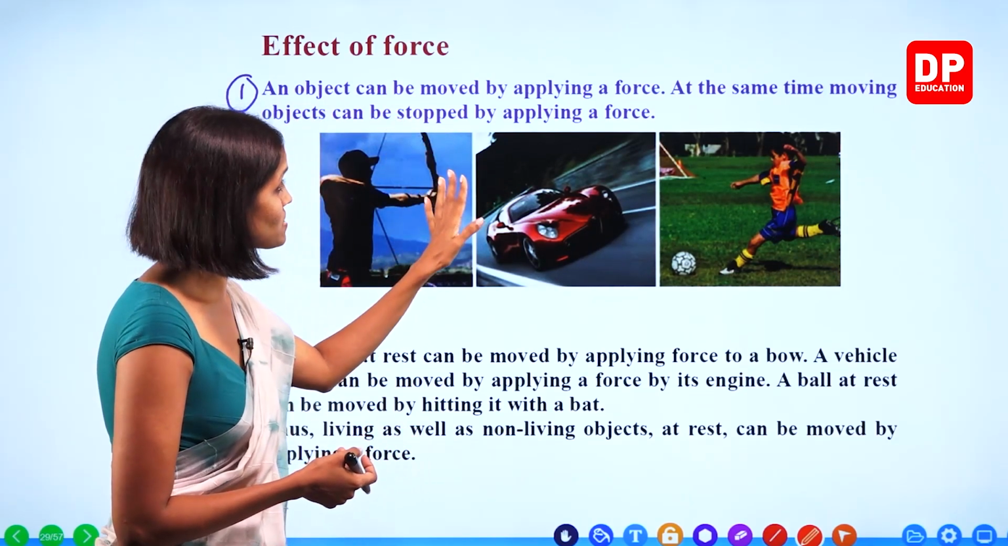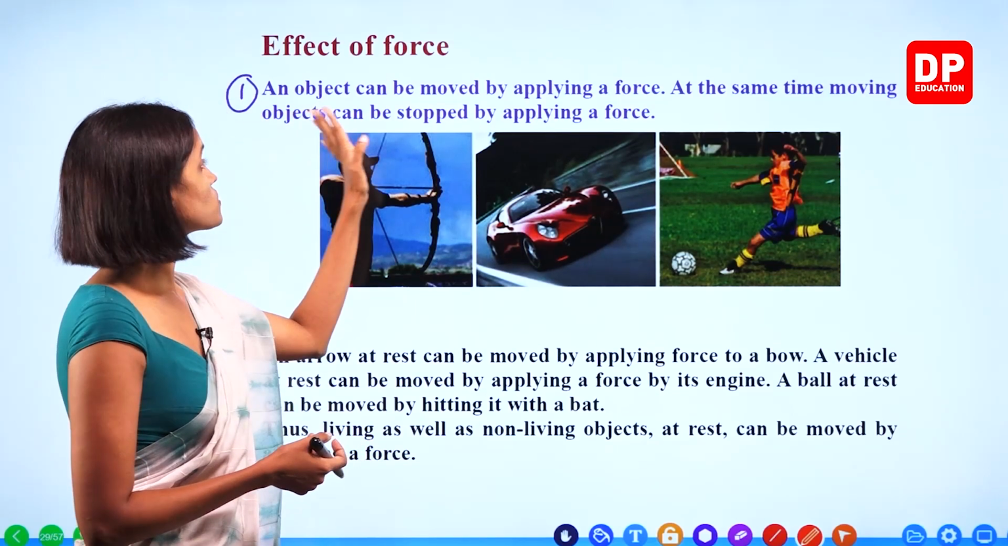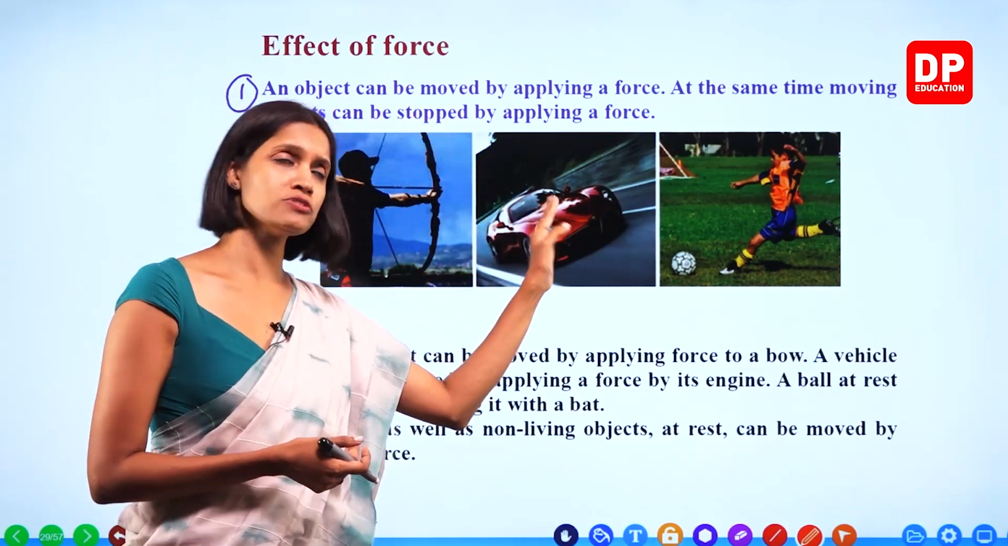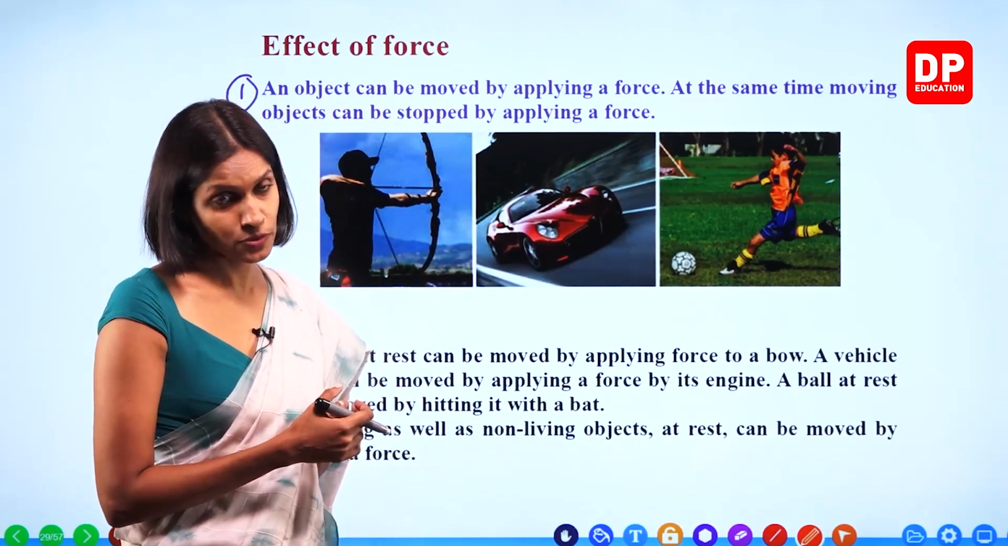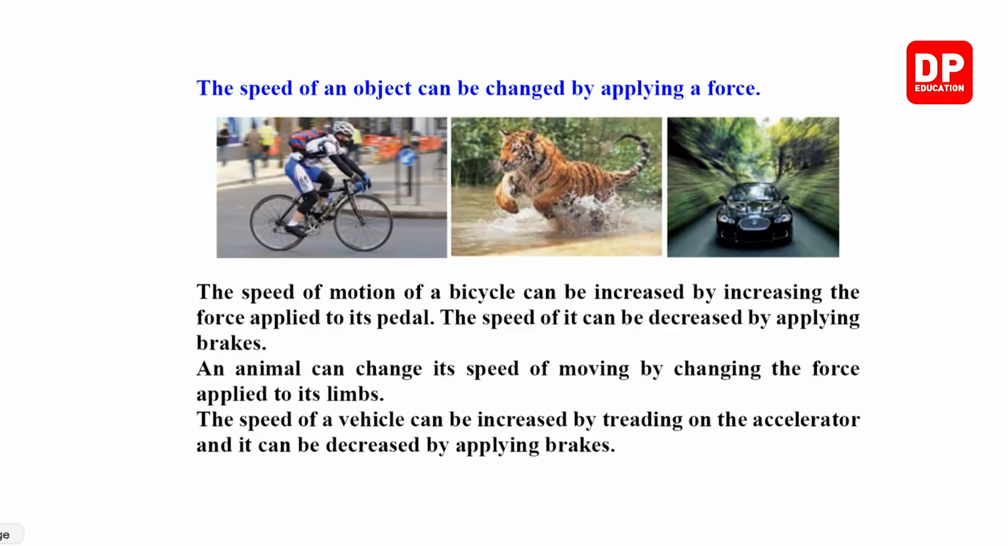force, and at the same time, the moving object also can be stopped by applying a force. We can even take them as two different points, two different effects. Look at this second one. The speed of an object can be changed by applying a force. Speed can be changed by applying a force.